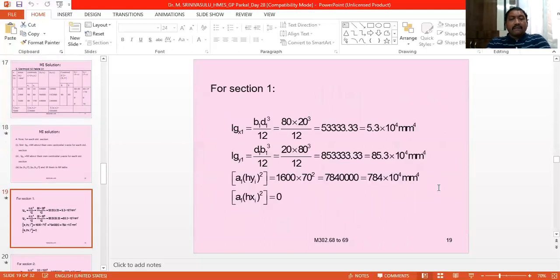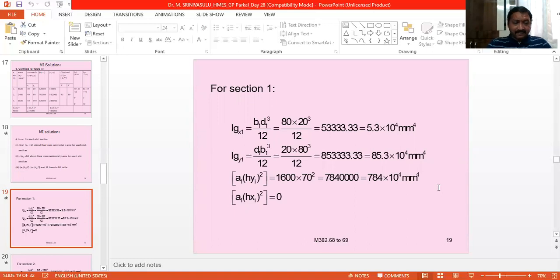Now we need to find out the moment of inertia about the individual figures, about their own central axes, and then we have to shift that moment of inertia to the central axis of the whole composite figure.